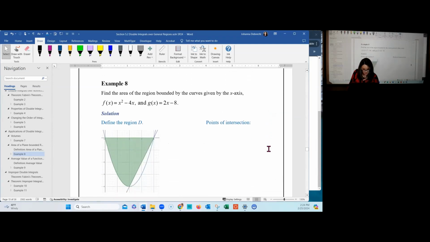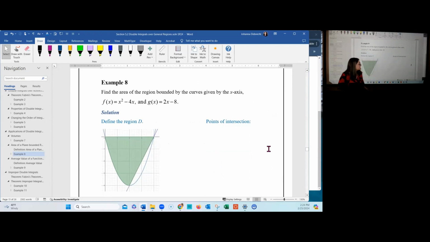Let's now look at example 8. Find the area of the region bounded by the curves given by the x-axis, the graph y equals x squared minus 4x, and the graph y equals 2x minus 8. We want to write this as a double integral first, and then as a double iterated integral. In order to determine what we need to do, we need to analyze the shape. Should it be a type 1? Should it be a type 2?